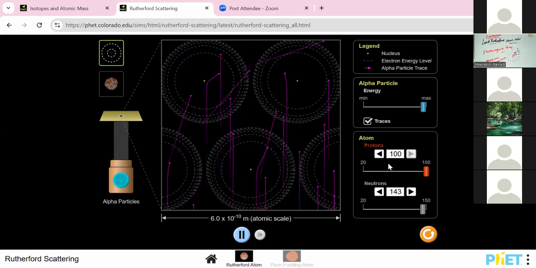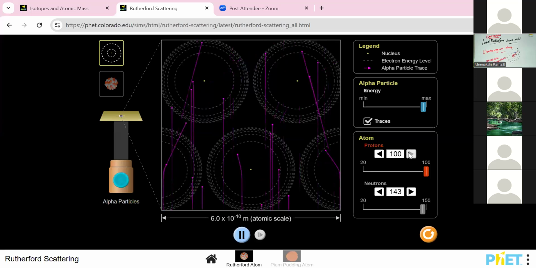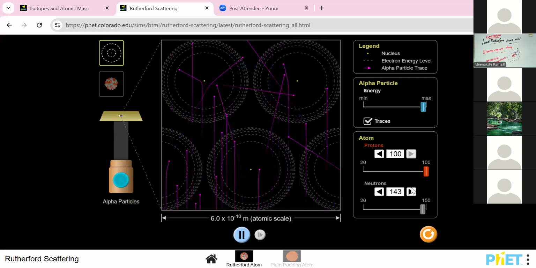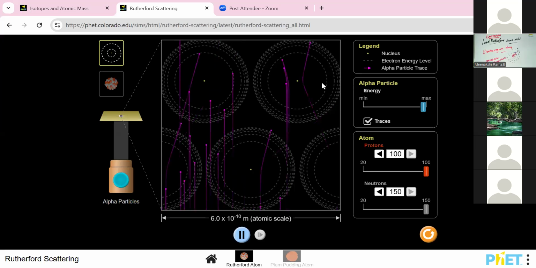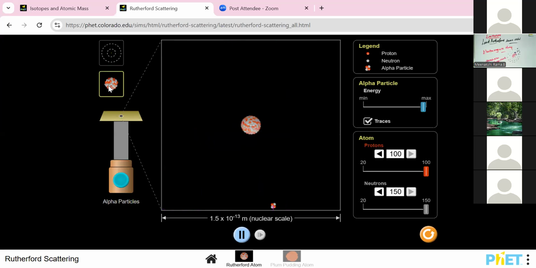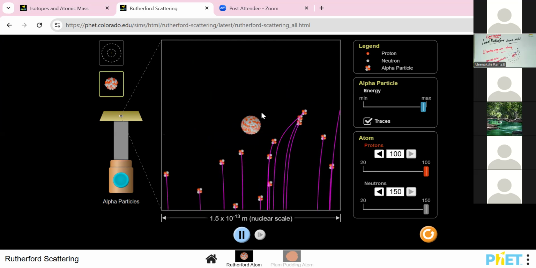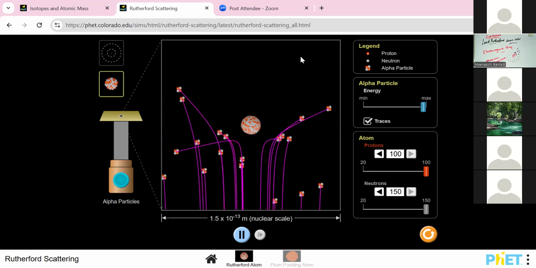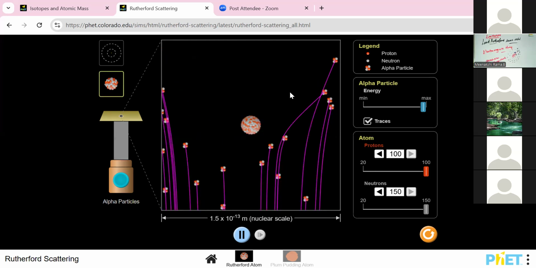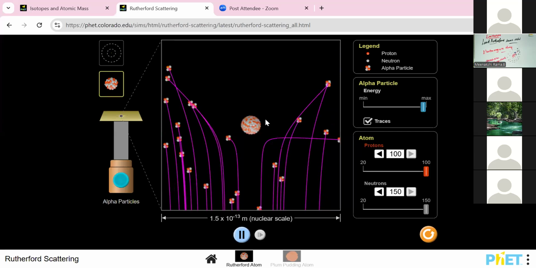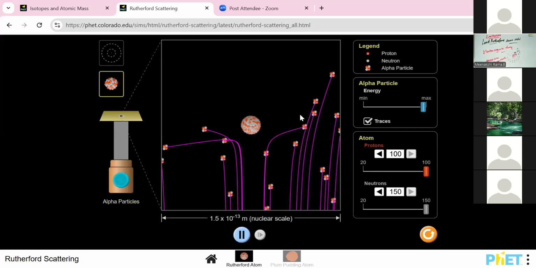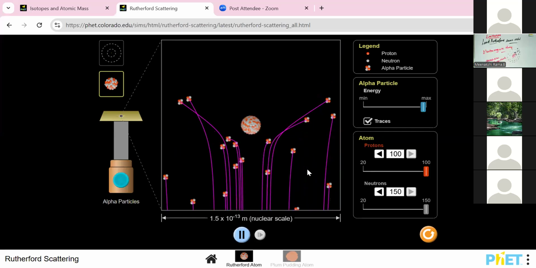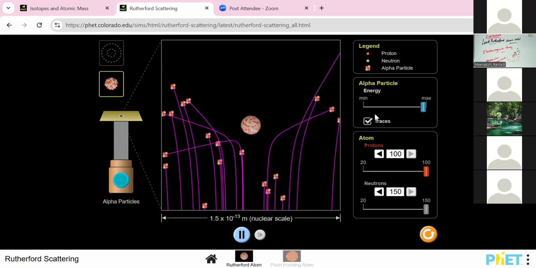When we want to increase the protons or neutrons, the center part is the protons or neutrons. If we increase the level of the neutrons, the deflection also changes in this area. The center part, the pink color is denoted as protons and white color is denoted as neutrons. This is the alpha particles. How the deflection is going on here.